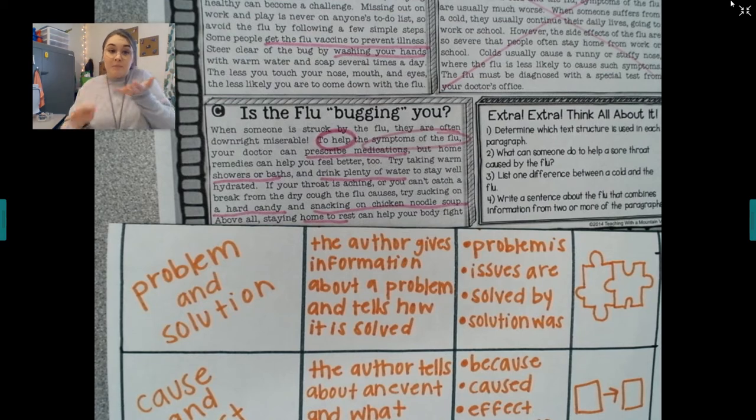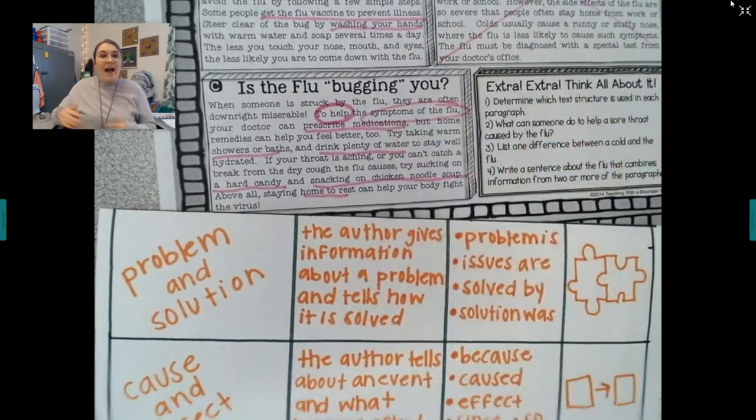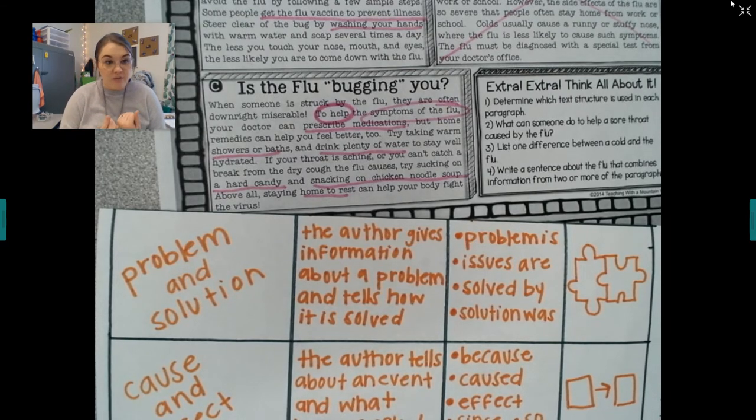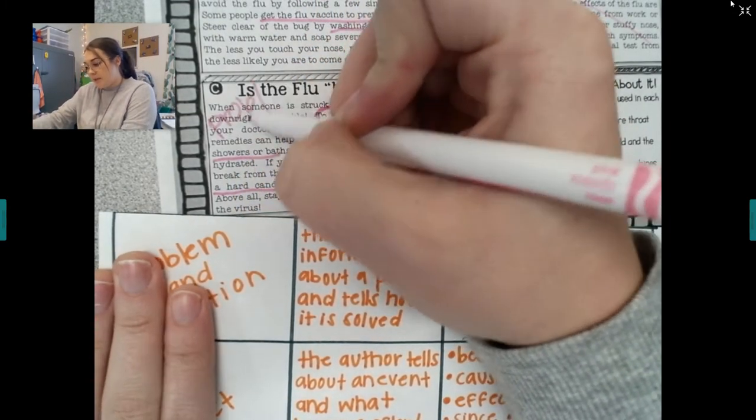So if you have symptoms, the problem is you have the flu, here's all the things you can do to solve it. You can take medicine, you can take showers, you can drink plenty of water, you can snack on chicken noodle. It didn't tell me all about, here's all of the different ways I know I'm sick. Here's all of the different ways that I feel. It didn't say that. That wasn't the majority of it. The majority of it was solutions of how we can fix that. How you can fix that feeling of feeling so yucky from the flu. So I'm going to say this one again is problem and solution.